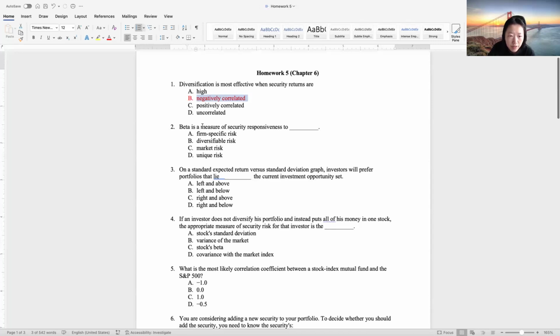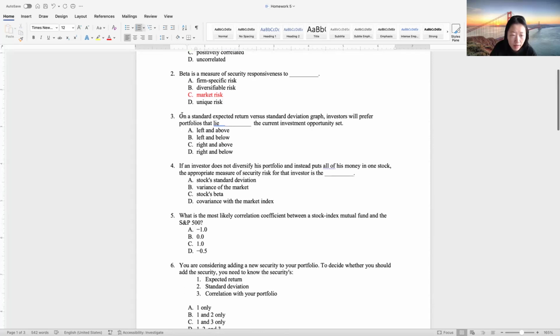Next is beta is a measure of security responsiveness to. So beta is a systematic risk measure, so it's going to be market risk. And it's pretty easy to eliminate all other three, because all the other three are talking about the same risk. So firm-specific, diversifiable, and unique risks are all talking about the same type of risk, the risk that is specific to the firm. Now, the risk that everybody has exposure to is called market risk, and it cannot be diversified away, and that is what the beta is capturing.